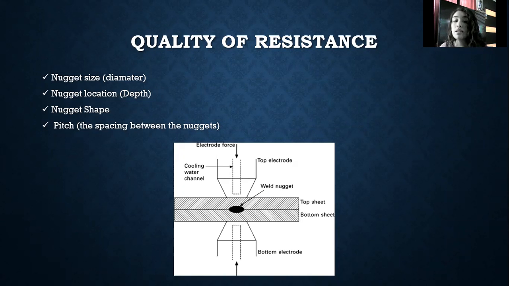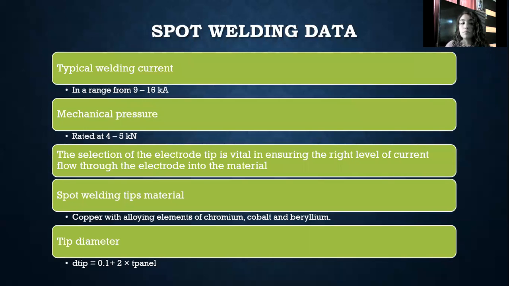The quality of resistance. Here is the image that I mentioned before. In order to know the quality, if the joint was good, it's necessary to see the nugget size, the diameter, the nugget location, the nugget shape, and the pitch. What is the pitch? The spacing between the nuggets. You can see here the weld nugget, the one that is black, the representation of the spot welding.